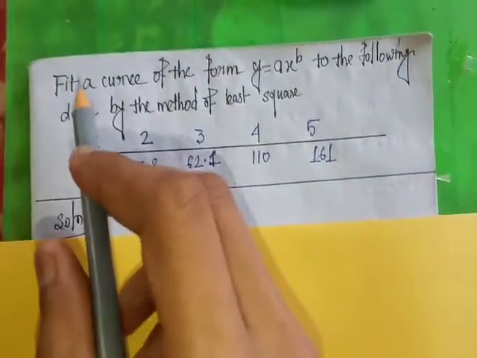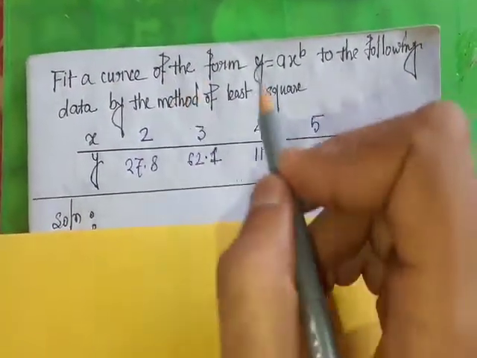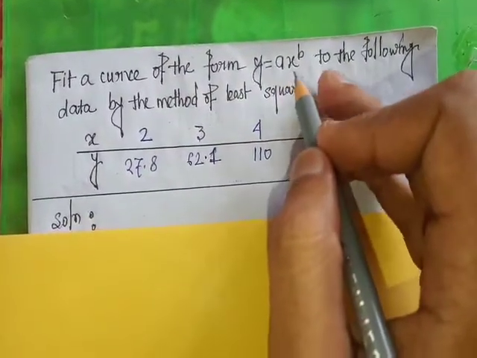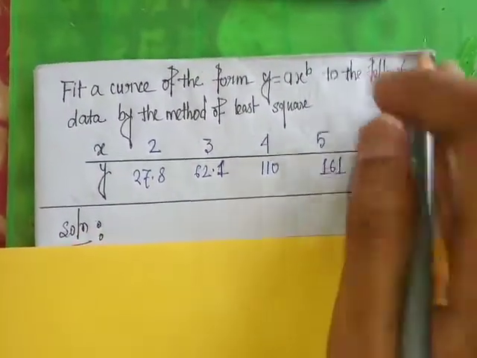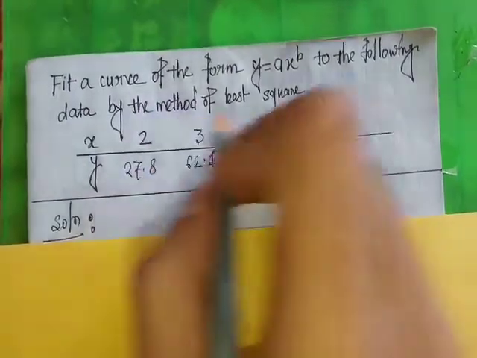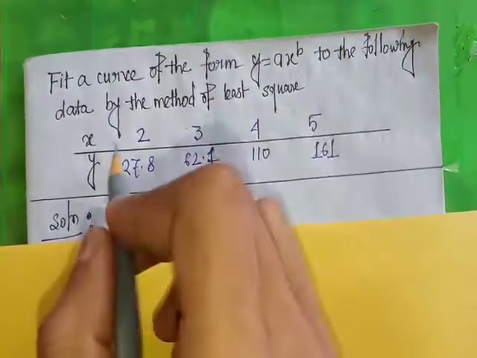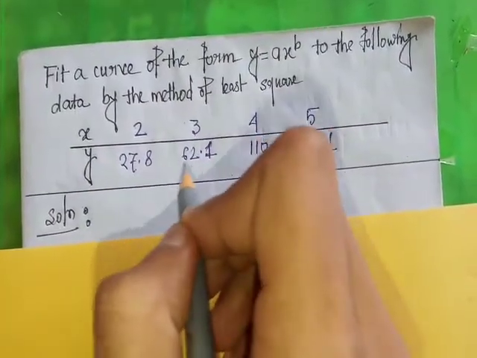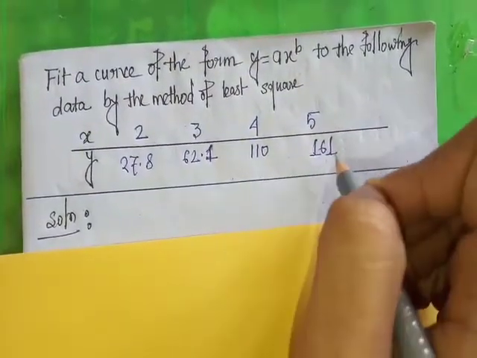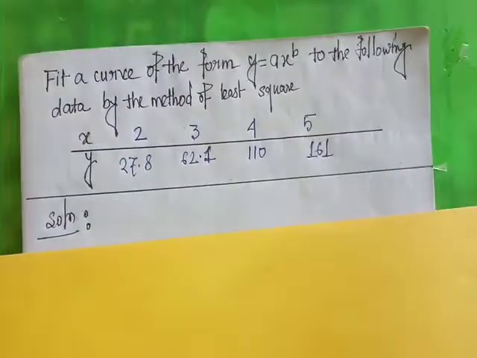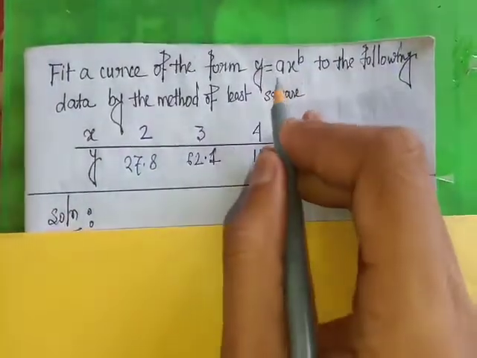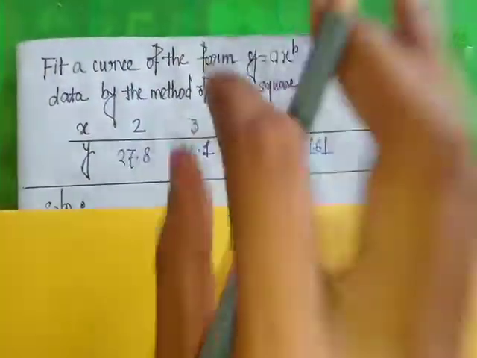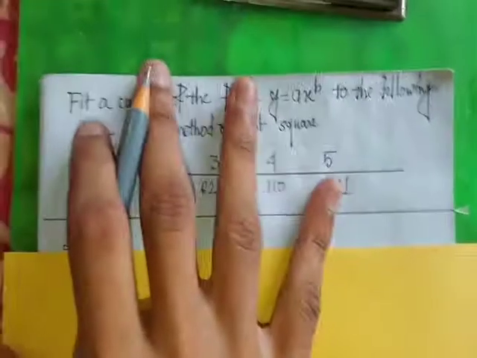Here the question is: fit a curve of the form y equal to a into x to the power b to the following data by the method of least squares. x equal to 2, 3, 4, 5, y equal to 27.8, 62.1, 110, 161. This function is called a power function or geometric function.